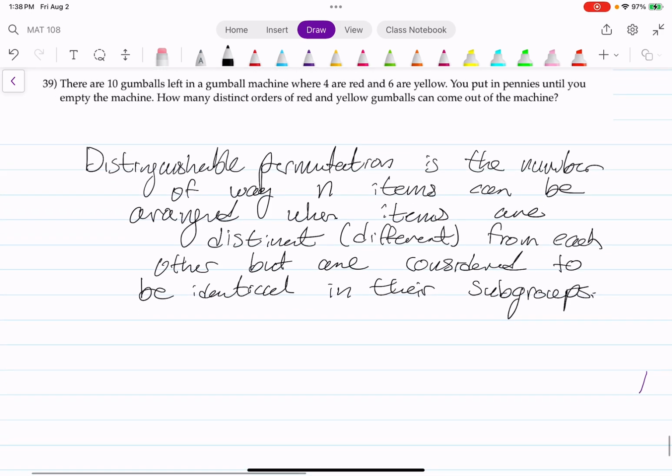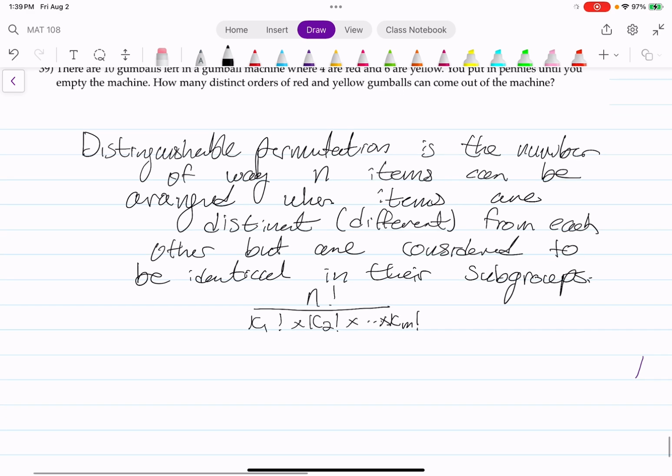So, in this case, I write my formula a little bit different than other people write their formulas, but it doesn't really matter. We can define the number of distinguishable permutations. It is n factorial divided by k sub 1 factorial times k sub 2 factorial all the way to k sub m factorial. We're going to go in a sequence where k sub 1 plus k sub 2 plus all the way to k sub m equals n.